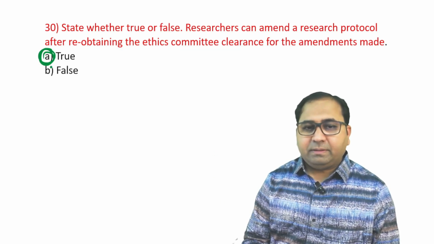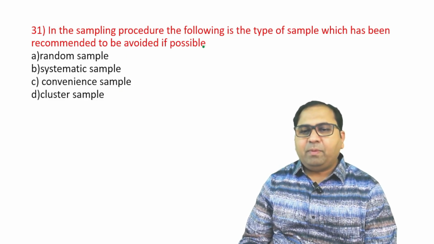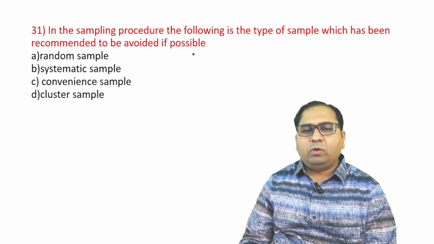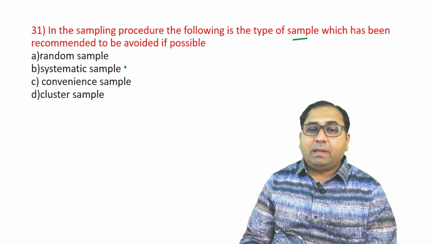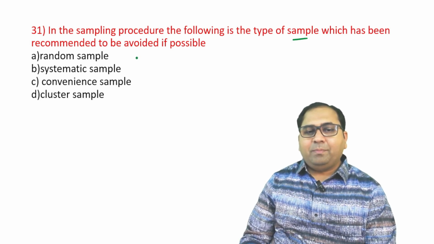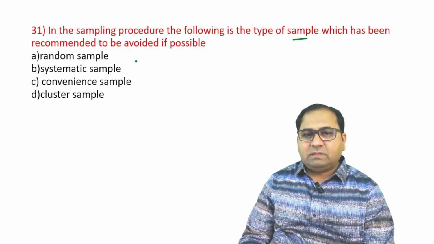It is a true statement. Next question. In the sampling procedure, which type of sample is recommended to be avoided if possible? The options are as follows. A, random sample, B, systematic sample, C, convenience sample, or D, cluster sample.